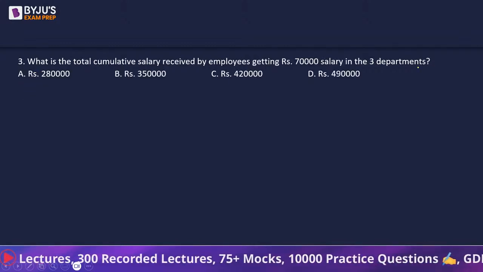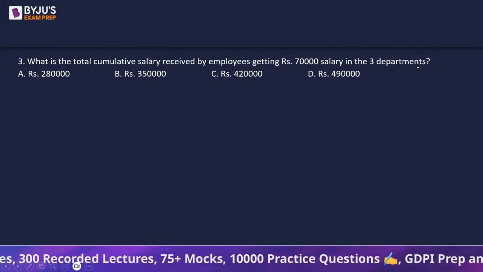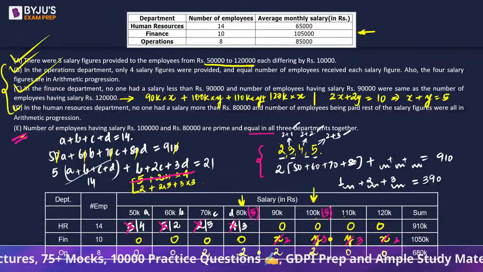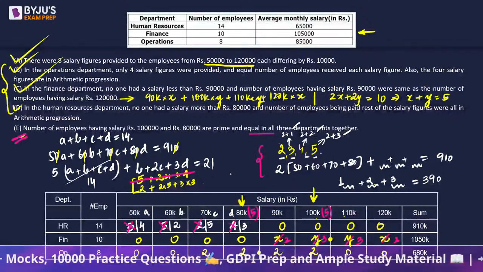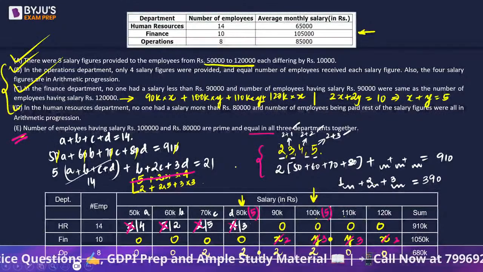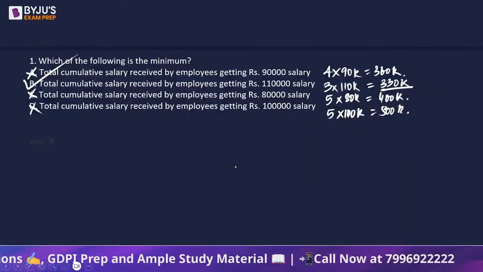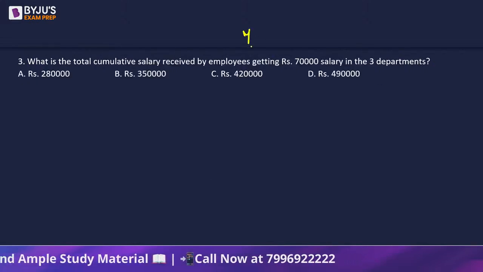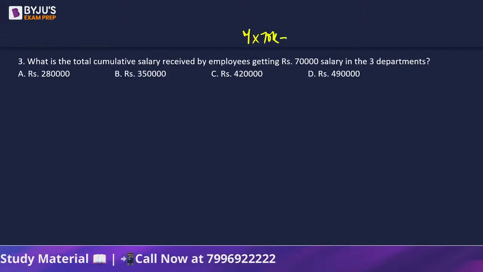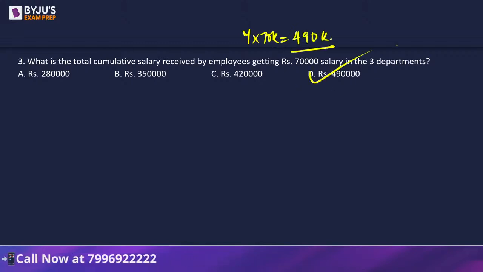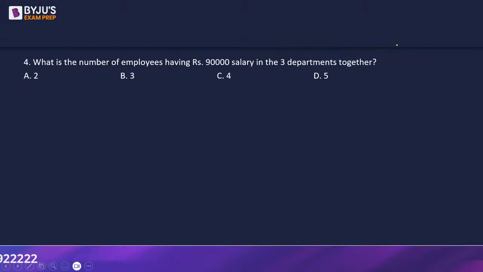What is the total cumulative salary received by employees getting rupees 70,000 in the 3 departments? So 70,000 में total employees, there are 7 of them. है ना? Across all the 3 departments, 7 लोग हैं, हर एक को 70,000 मिलता है. So can we say कि 7 employees are there, each receives 70,000, so total 49 and a 0. 490,000 is the cumulative salary they get, right?